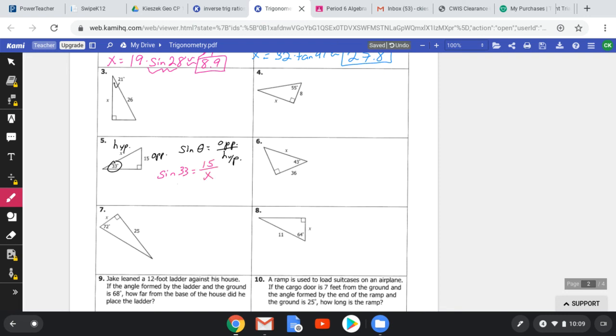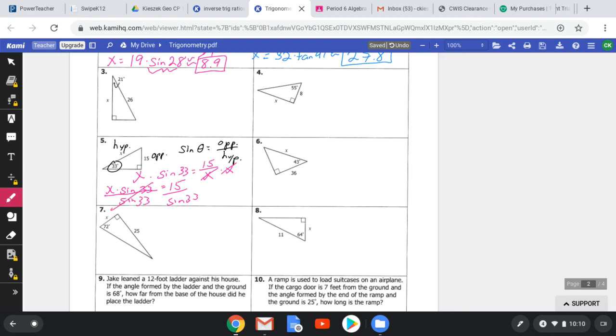So if you notice with this problem here, what's different about it is that x is now on the bottom. If you're using algebra here, you're still utilizing the same methods. To get x by itself, you would have to multiply each side by x to get rid of the fraction. So now you have x sine 33 equals 15. And then to get x by itself, you'd have to divide each side by sine of 33. Because remember, sine and the angle measure, they go together.